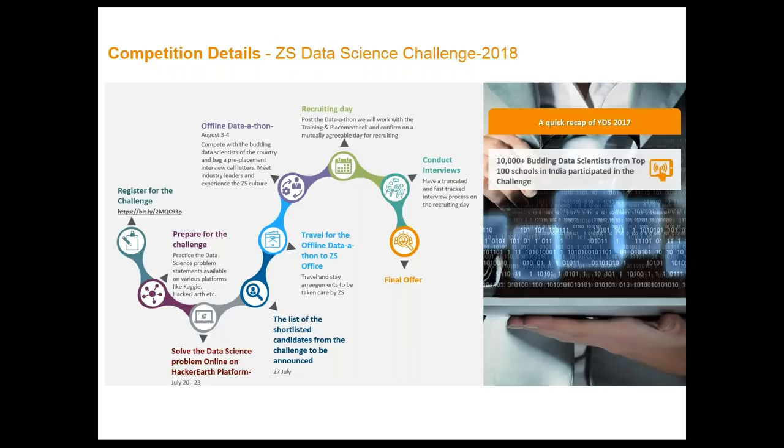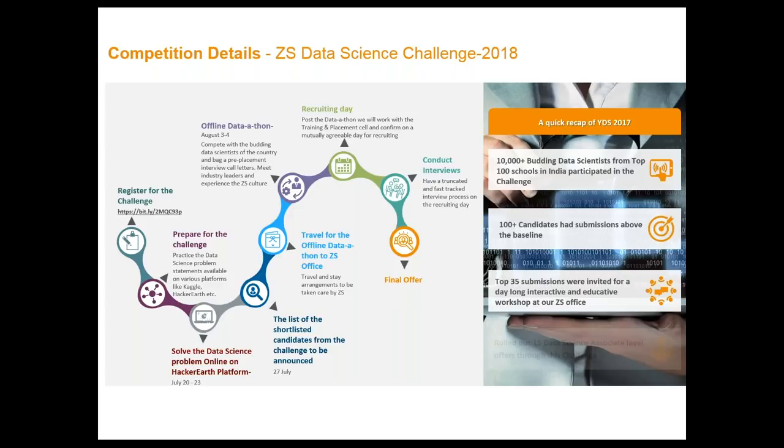And I did want to present to you a quick recap of when we did our Young Data Scientist Challenge in 2017, what were we able to achieve? We had about 10,000 plus data scientists that competed from the top 100 schools in India. We had 100 plus candidates who had submissions above our baseline, what we were looking for as good performance, right? The top 35 submissions were invited for a day-long interactive workshop at our ZS offices, and 15 individuals were in fact given offers through this challenge.